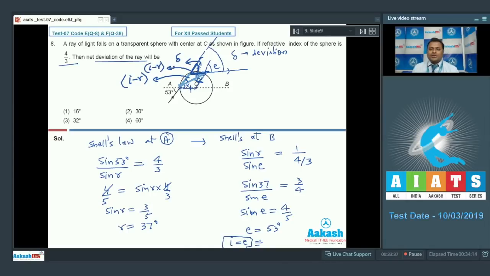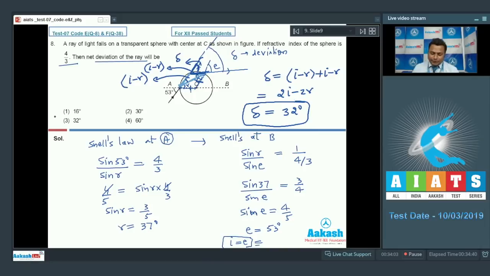And according to triangle property, we know that exterior angle will be the sum of interior angle. So I minus R plus of I minus R. We will get 2I minus 2R. We are knowing the value of I as well as R, and after solving we will get the net deviation delta as 32 degree. So after looking at the options, we can say that option number 3 is absolutely correct, and we will go with option number 3. Now let us proceed to the next question, that is question number 9.